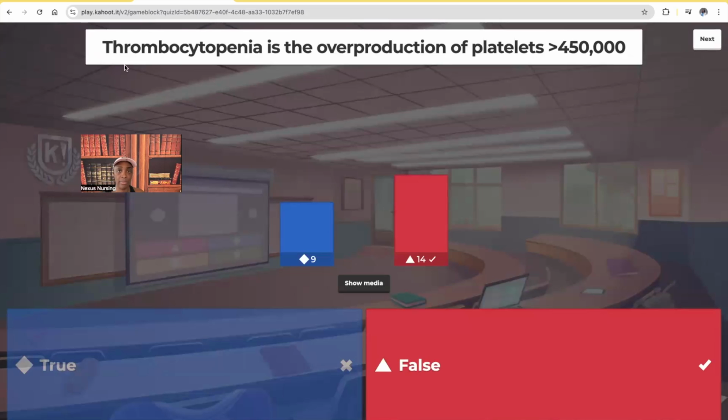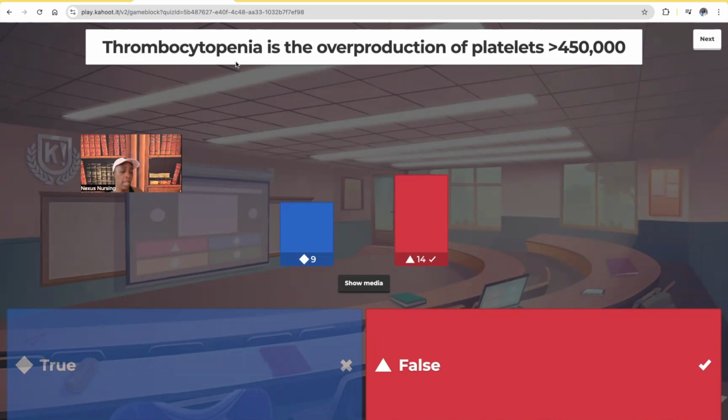Break down the word. Thrombo, clots. What makes you clot? Platelets. Cyto, cells. What's the cell of clotting? Platelets. Penia, a little bit of. A little bit of your clotting cells. A little bit of what? Platelets. Your normal platelet count is 150,000 to 450,000. So if the patient had thrombocytopenia, they would have less than what?